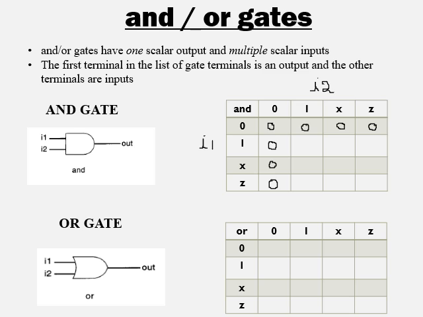Next, when the inputs are 1 and 1, the AND function is 1. 1 and X: now X is unknown. When you AND it with 1, we don't know, X could be 0 or 1, so the output is X. Similarly for Z, 1 and Z, the output is again unknown. We cannot predict. So X and 1 is X, X and X is X, X and Z is X. Similarly for high impedance, 1 and Z is X, this is X, and this is also unknown X.